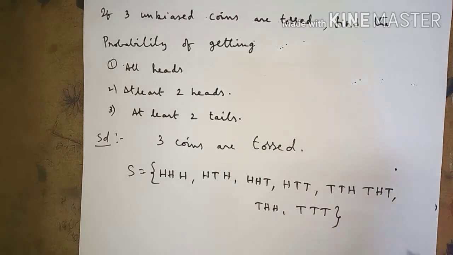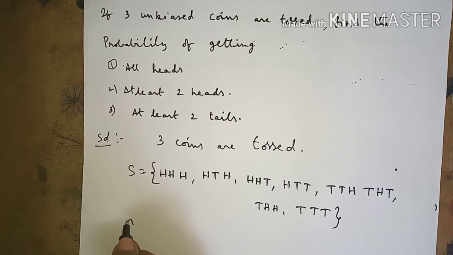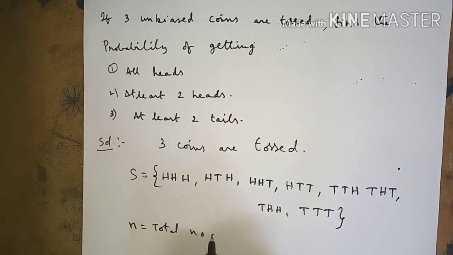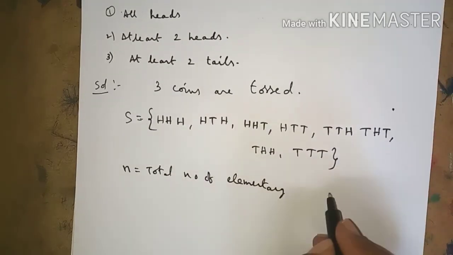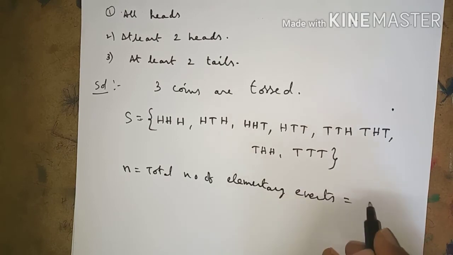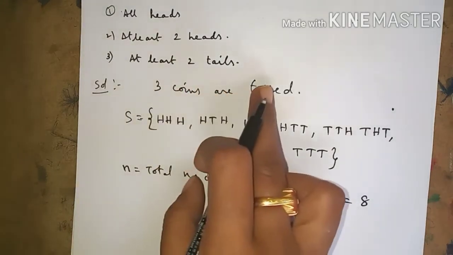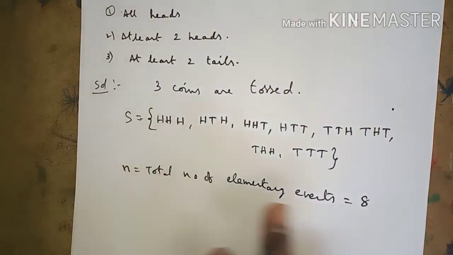Total, how many are there? If you toss three coins simultaneously, you will get a sample space of 8. Why? Because we are tossing three coins, therefore 2 into 2 into 2 is 8. The denominator N is equal to the total number of elementary events, which is 8, because we are tossing 3 coins. That's why N is equal to 8.